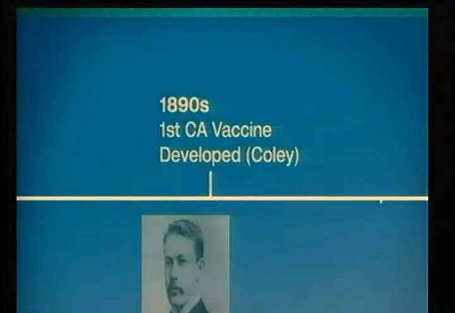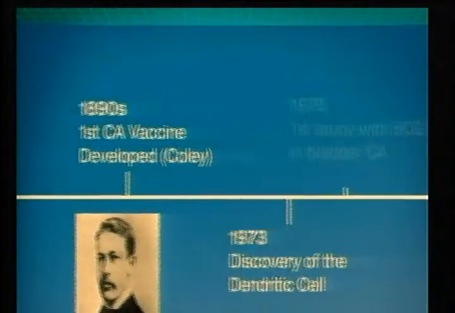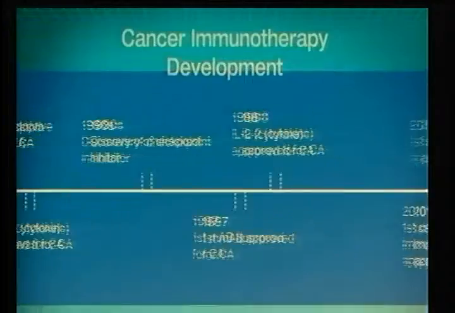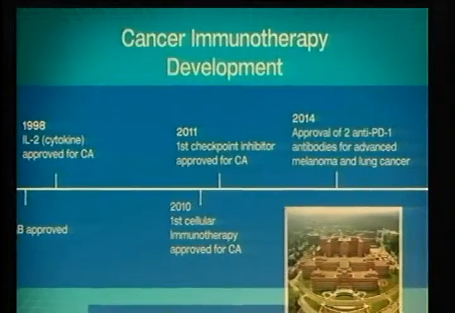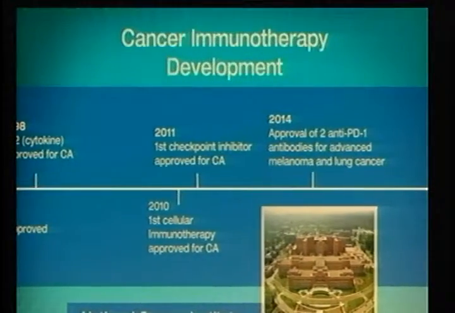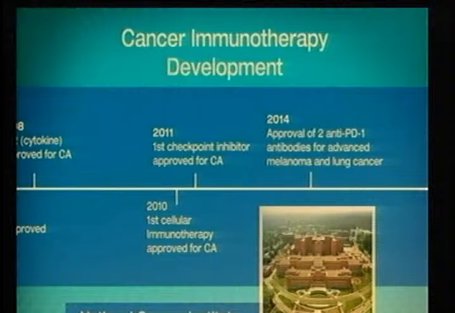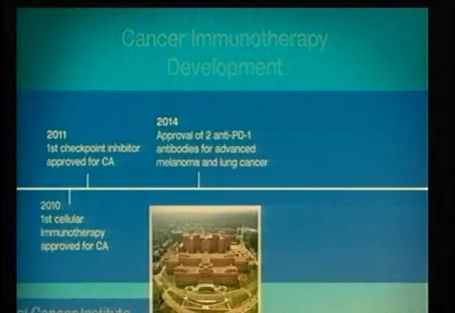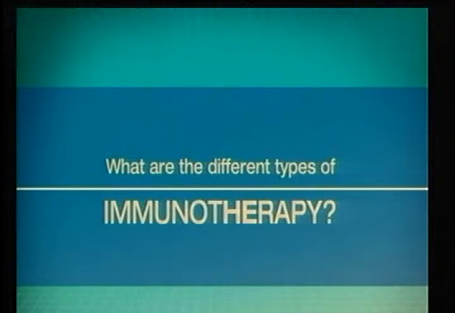The field of immunotherapy has shown great progress toward a cure for cancer after working at it for many years, with some major recent breakthroughs. Immunotherapy is actually one of the most important revolutions in the history of medicine. What are the different types of immunotherapy?